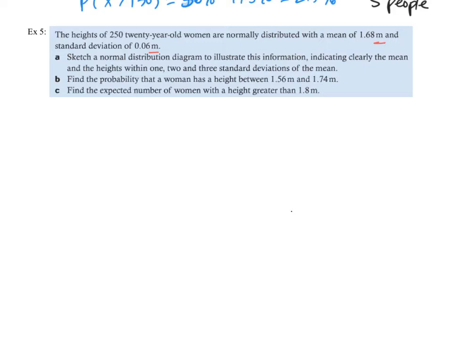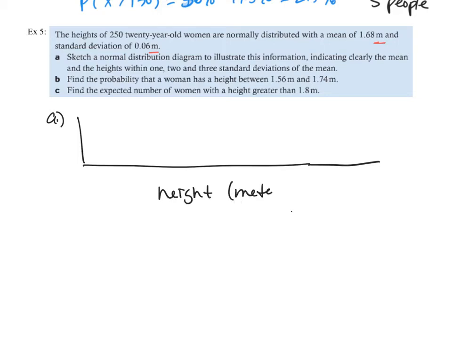So for letter A, let our horizontal axis measure height. This is the height of 20-year-old women in meters. Then let's indicate our mean, and then 1, 2, and 3 standard deviations on both sides. I'm just going to sketch a nice bell-shaped curve. Okay, that kind of looks like a bell.